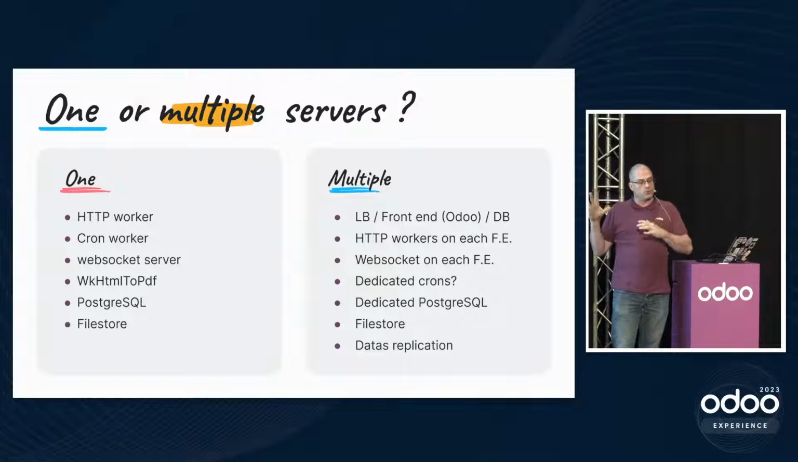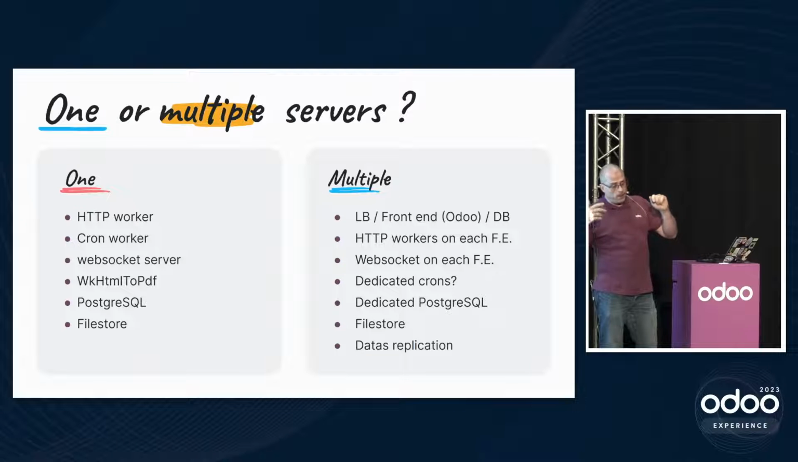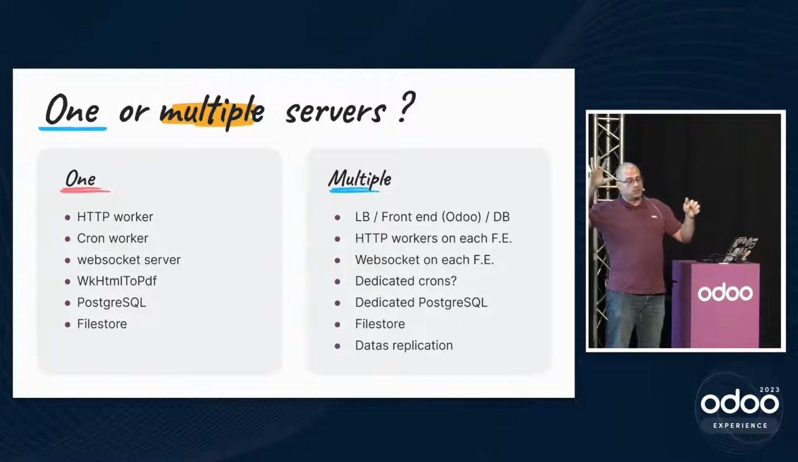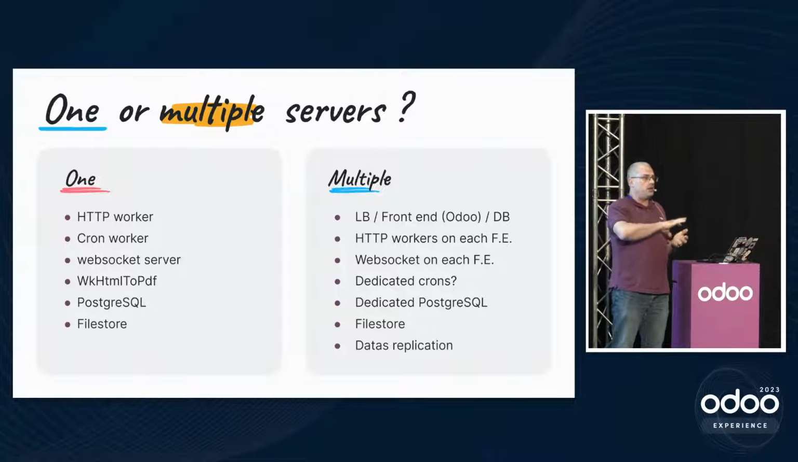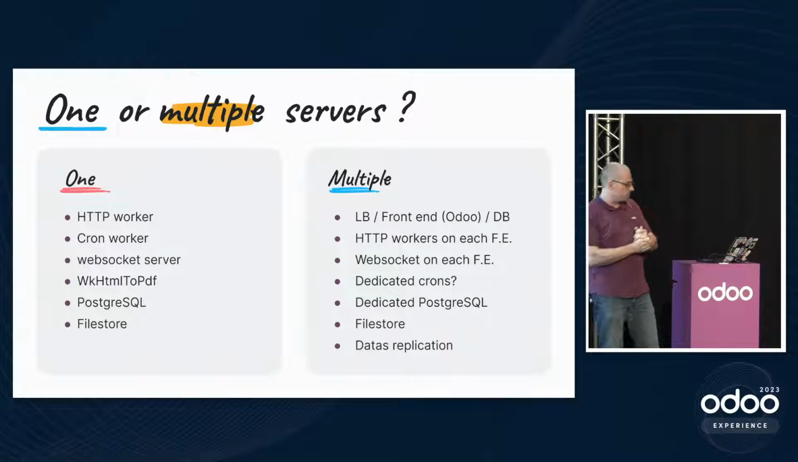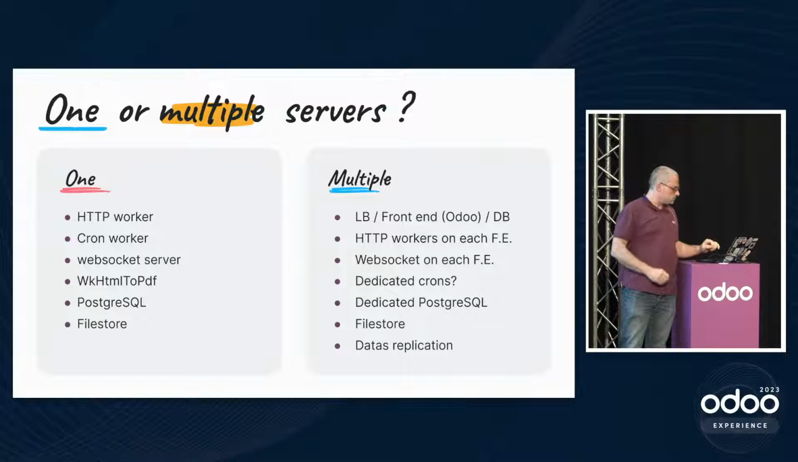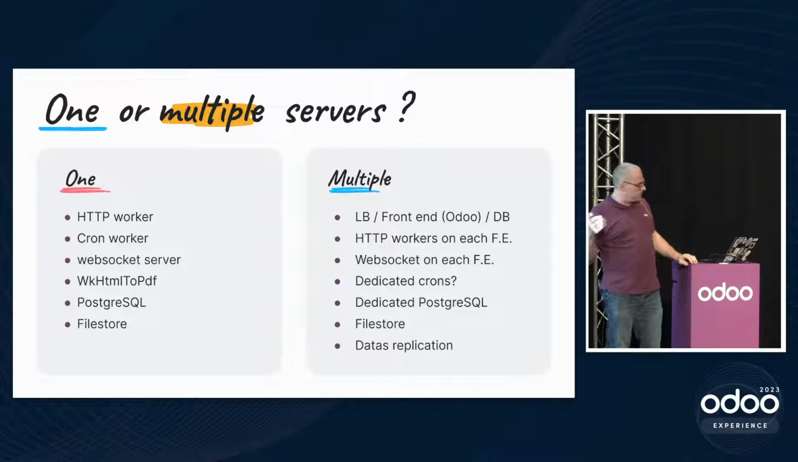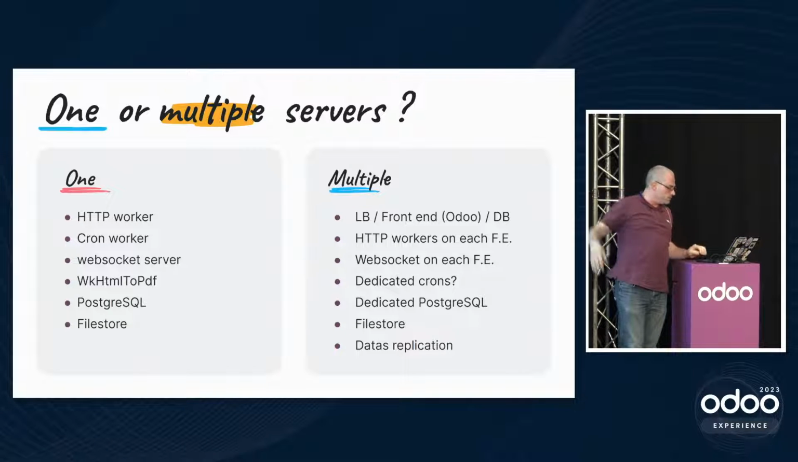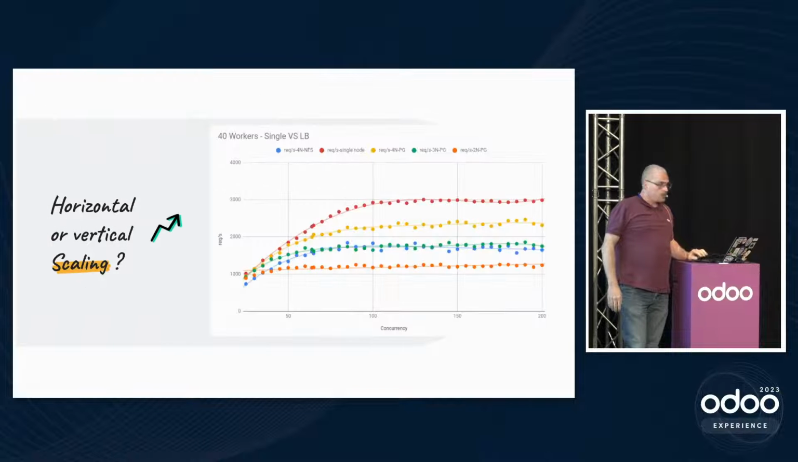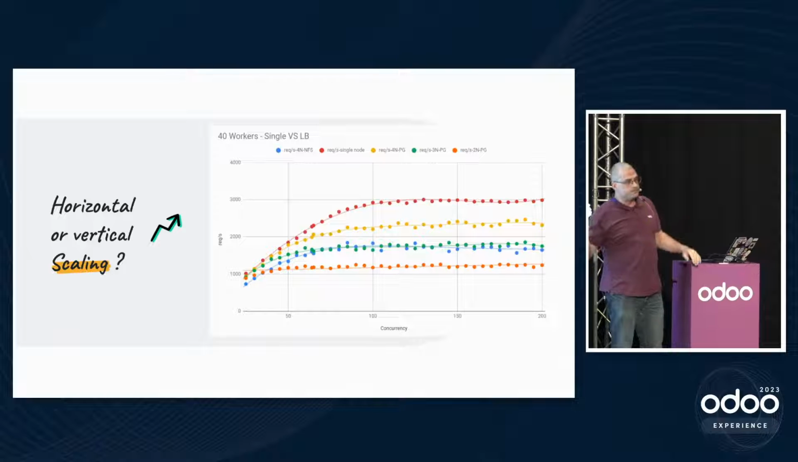If you deploy Odoo on multiple servers, you'll have to deploy load balancing. You will have to deploy HTTP workers on each of the front ends. You'll have to dedicate a big PostgreSQL behind this. You'll have to share the file store between all the servers. You also have to share the code between all the servers. Now, the question is: is it better to have the first option with a beefy server or smaller servers? The answer is, it doesn't matter.